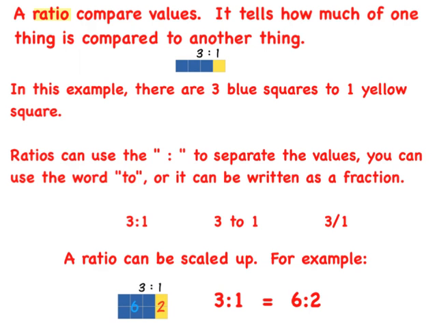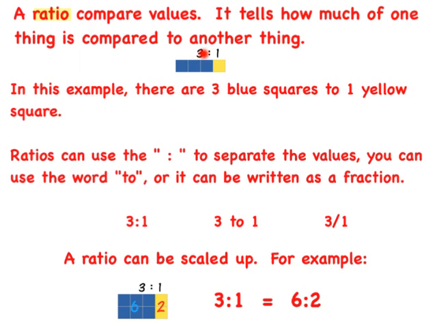A ratio compares values, and it tells how much of one thing is compared to another. Just like in these fraction pieces, I have 3 blue, and I'm going to compare it to 1 yellow. So in this example, 3 blue squares to 1 yellow square, and the ratio can use the colon mark to separate the values, or you can use the word "to."